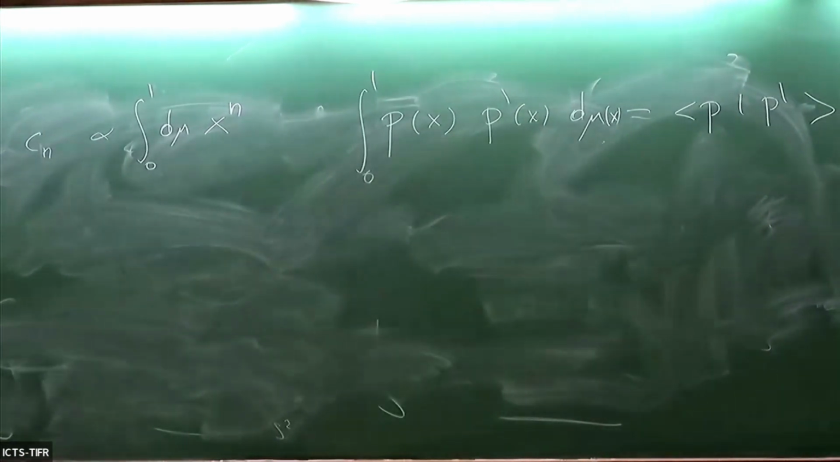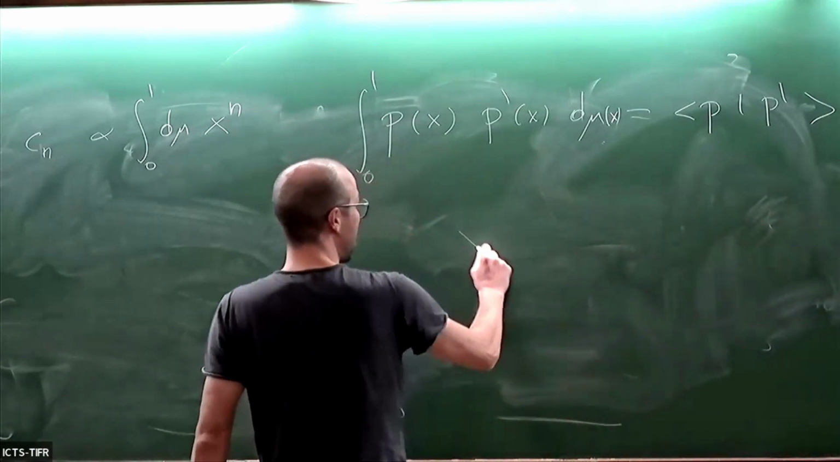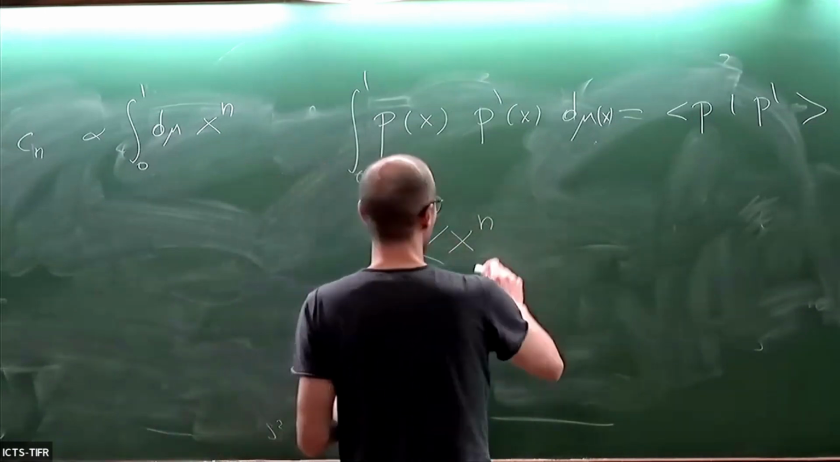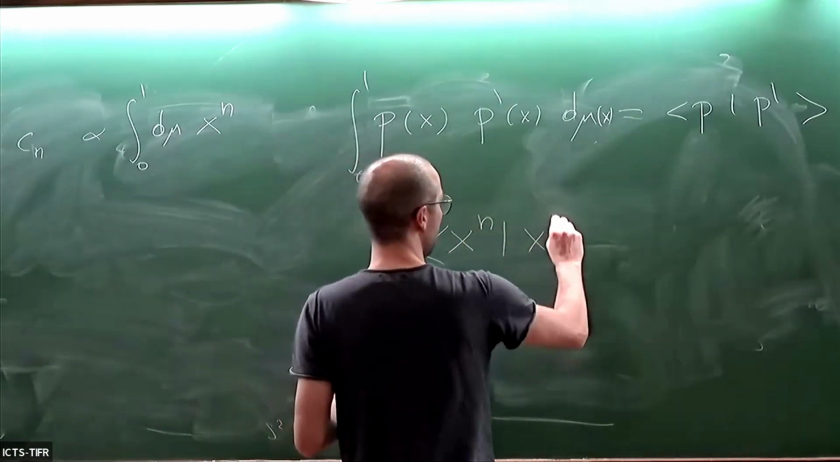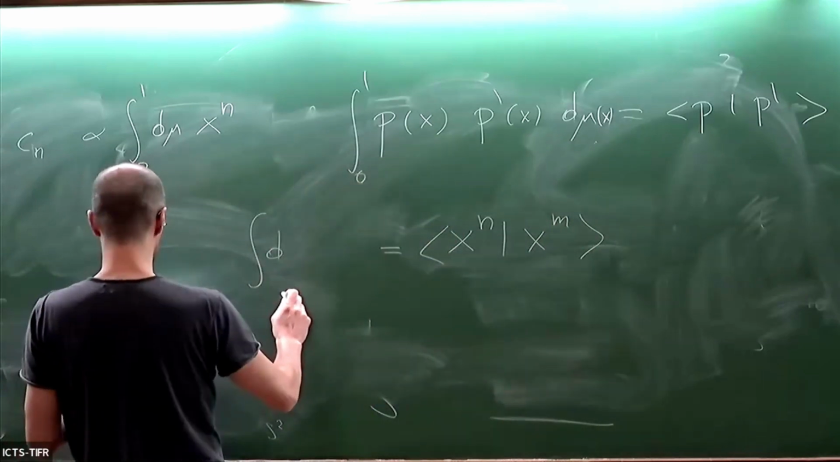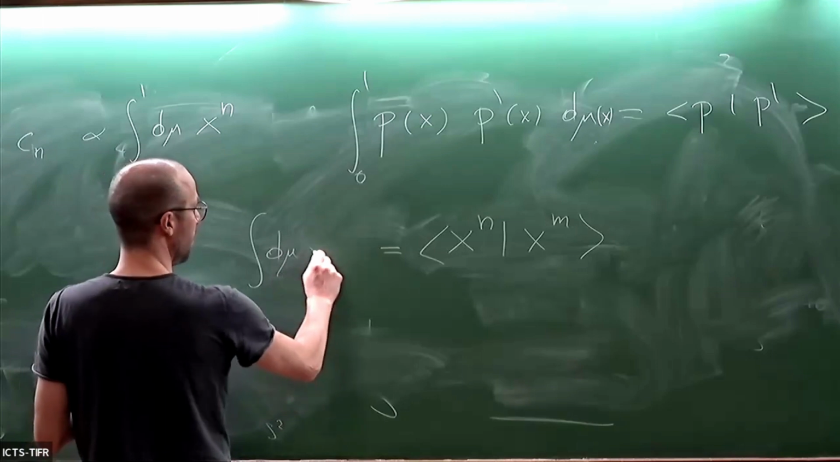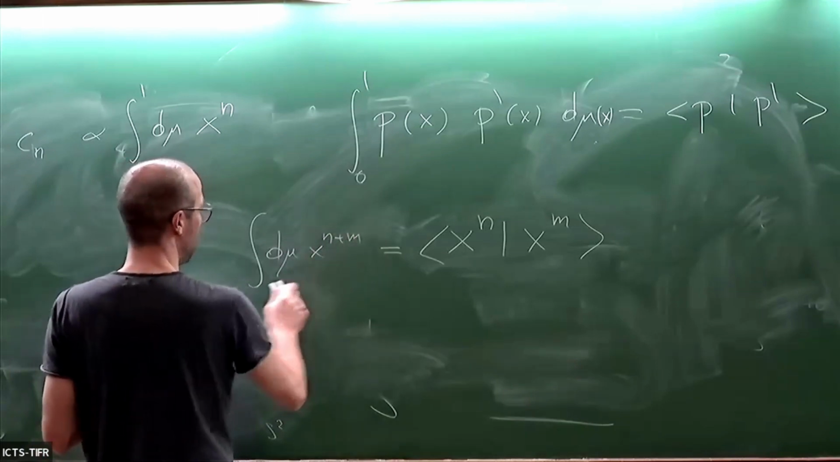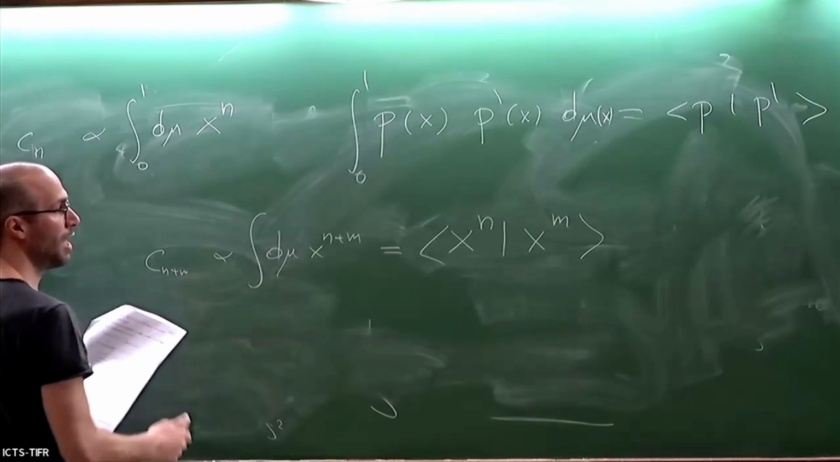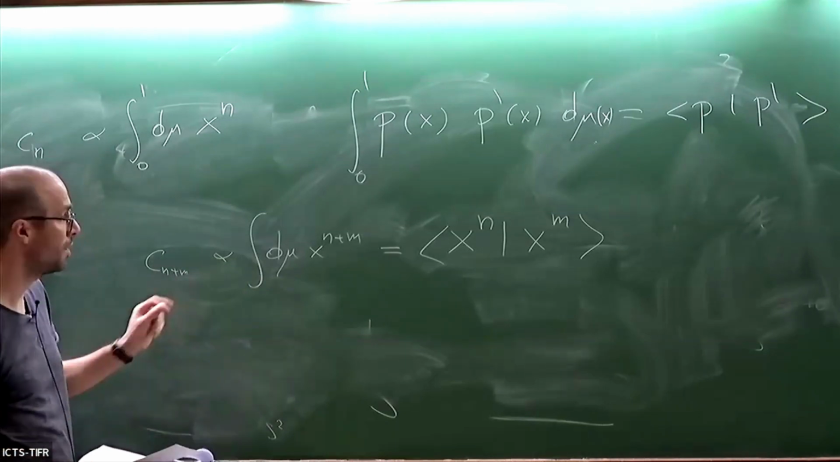Bear with me. Okay, well, why am I doing this? So in particular, I can take the monomial. The monomial is a particular polynomial. Let's do this. So it would be the integral of d mu x^(n+m). So in particular, it would be proportional to C_(n+m) if I take them even.